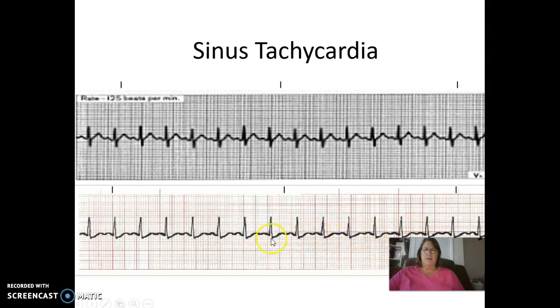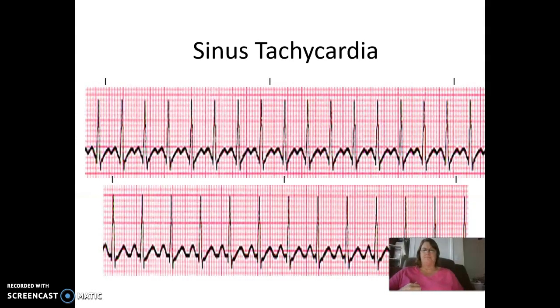Looks like my PR interval is okay. It looks like it is 1, 2, 3. It looks like it's almost 4 boxes, so 0.16. My QRS looks like it's about a box and a half, so 0.06. And my QT interval looks like it is 5, 6, 7, about 7 boxes, so 0.28. So it would be ST at 140, I think I said.